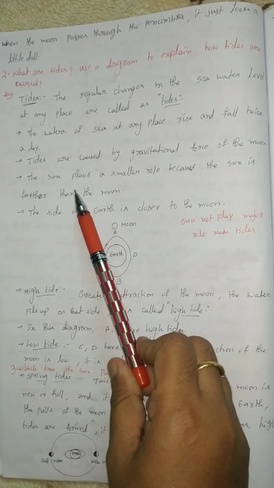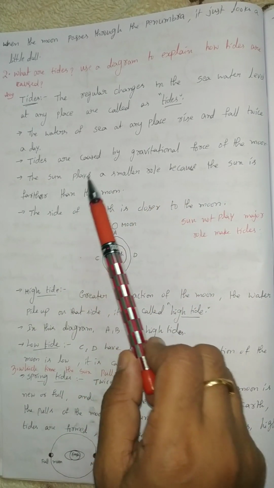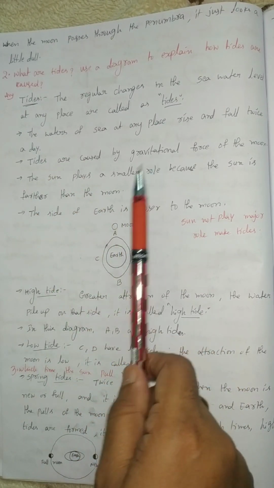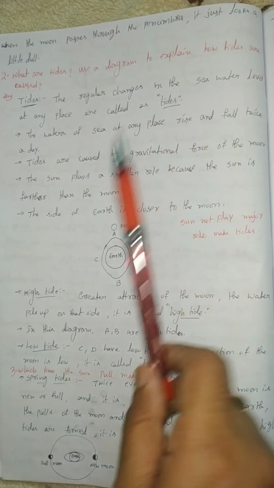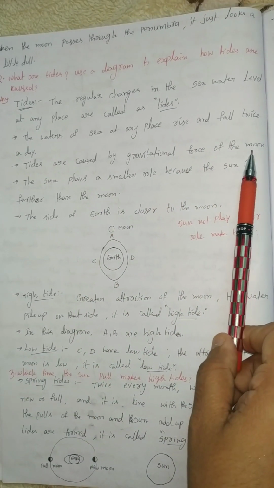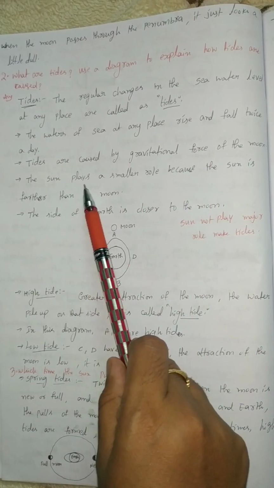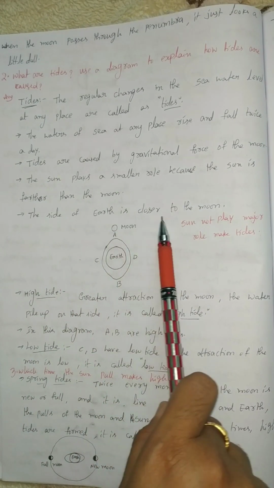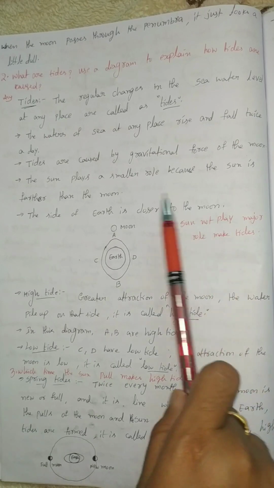Here the sun plays a smaller role because the sun is farther than the moon. So the tides occur because of the gravitational force of the moon. Why? Because the moon is closer to the earth, and the sun is farther from the earth. The side of the earth is closer to the moon. So the sun does not play a major role in making tides.